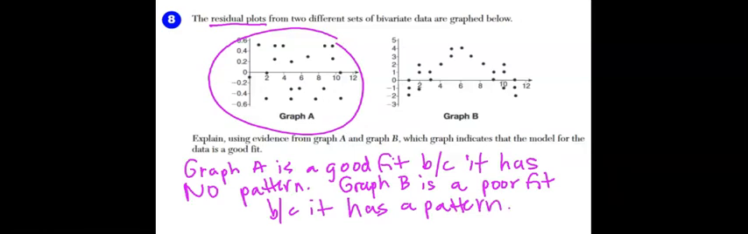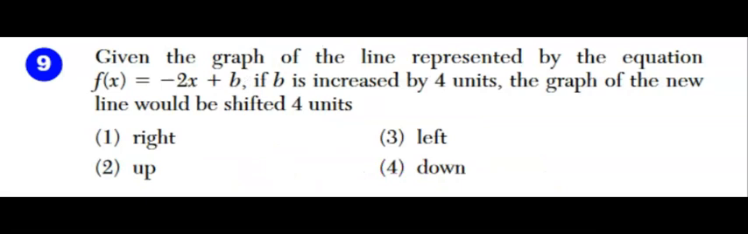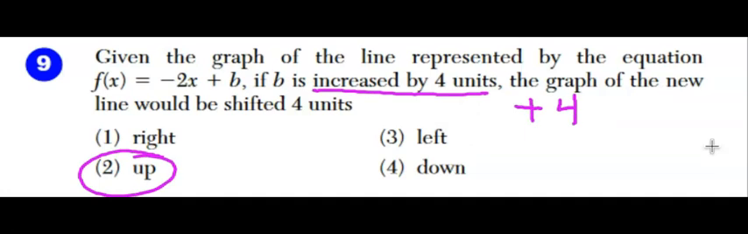That's it. Question number 9 reviews the transformation of a function. This one happens to be a linear function, right? Negative 2x plus b. If b is increased by 4 units, then that's the constant at the end. Constant at the end is a translation up or down. And since it's being increased by 4 units, that means that it is moving up 4 units.